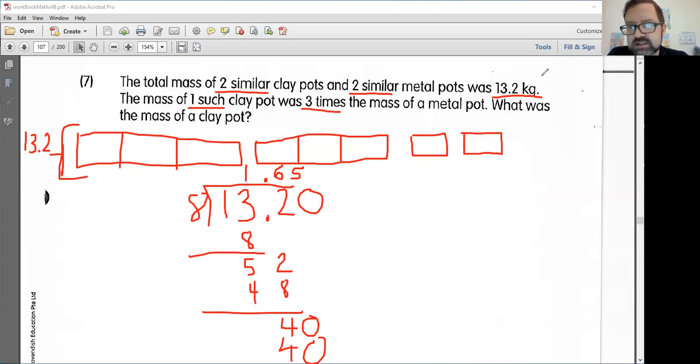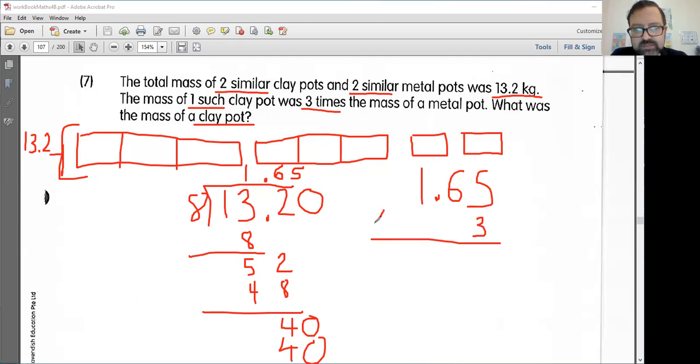We are in kilograms, or kg. First of all, we have only solved for the mass of a metal pot. That means each one of these sections is worth 1.65, which is equal to what a metal pot is. However, we want to know the mass or the weight of a clay pot. So we know that each of these is 3 times a metal pot. So what am I going to do with this? I'm going to take 1.65 and multiply by 3. And this should give us our answer.